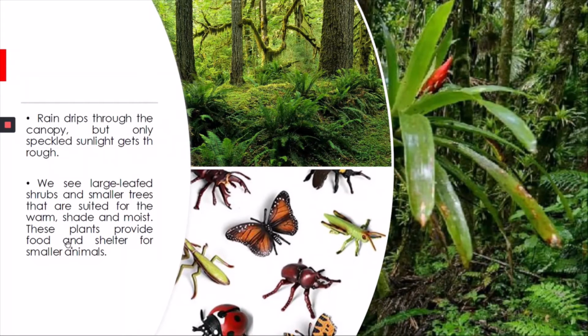These plants provide food and shelter for smaller animals. So because of this food and shelter, we have butterflies, beetles, spiders, okay, many different insects and arachnids there. Remember, spiders are not insects, they are arachnids. I don't have a spider here, but just to remind you.